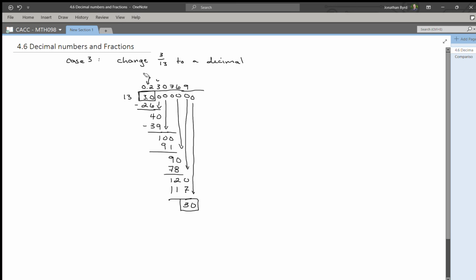So what we have found is it's not exactly a single repeating digit, but what we've actually discovered is that 3 over 13 is equal to 0.230769, and all 6 of these digits repeat. So it would be 0.230769, 230769, 230769, on and on as far as you want to go.